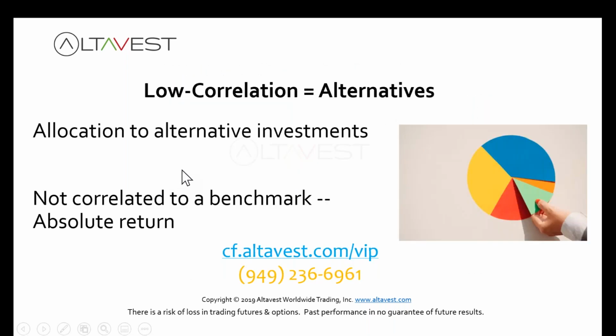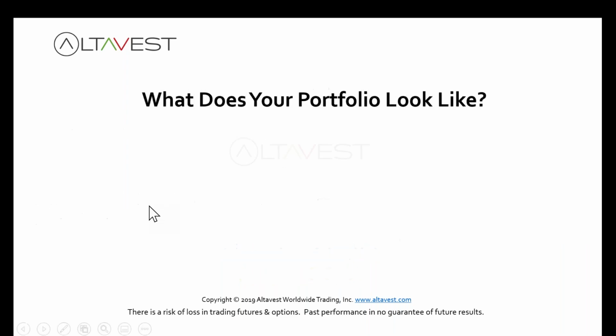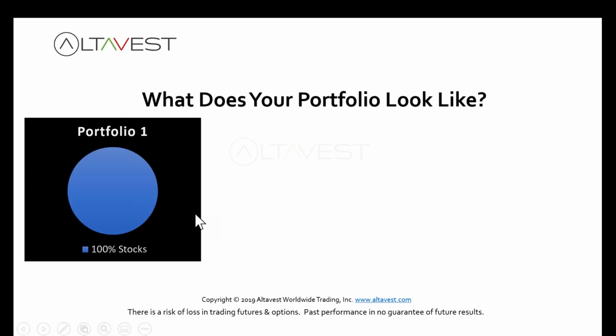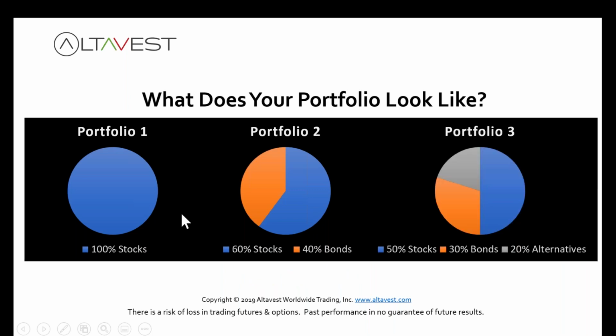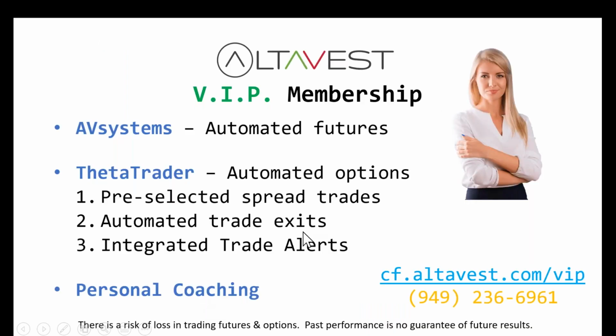But with that said, we like alternatives. They have a low correlation to what's happening with traditional investments. They're not correlated to any benchmark. It's called an absolute return instrument or space. With that portfolio 3, you have 20% of that portfolio allocated to alternatives, which we'd like to be a part of. So with that said, here's to summarize the VIP.